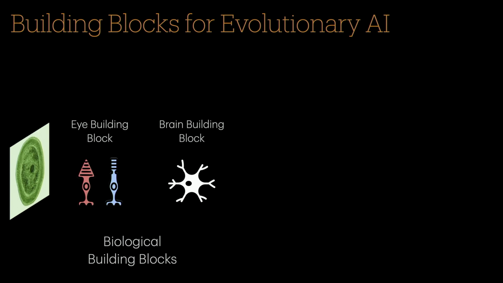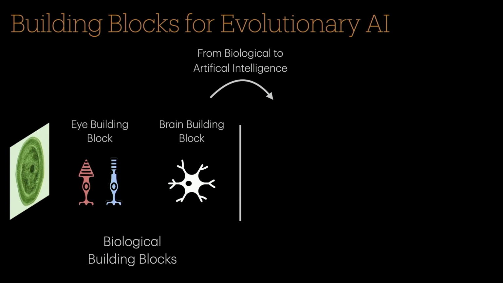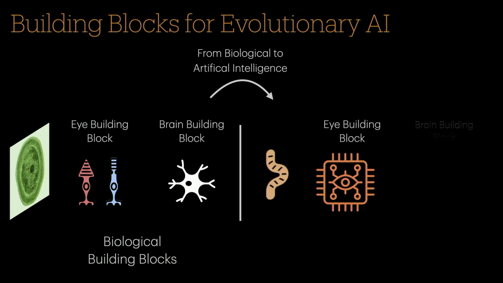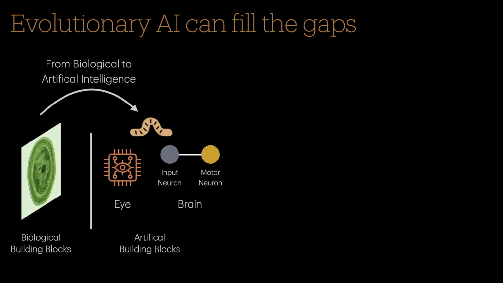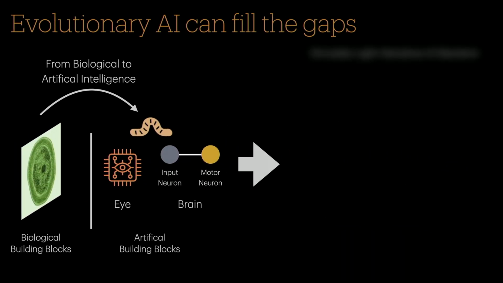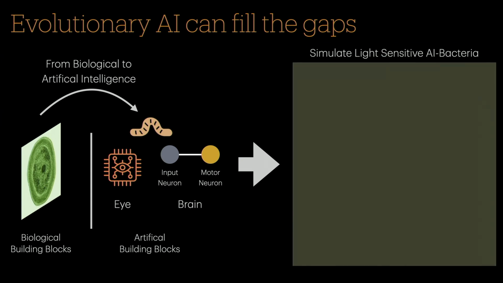So biologists tell us that there are kind of 2 aspects to the biological building blocks: the eye building block and the brain building block. What we created were computational replicas of these 2 building blocks, the artificial eye and the artificial brain. Now we can take these artificial eyes and brain and simulate what a bacteria would see 500 million years ago computationally. And what the bacteria sees is not much.